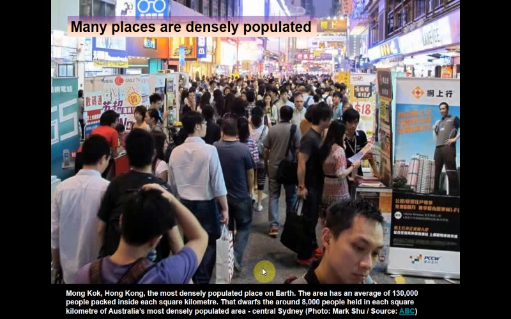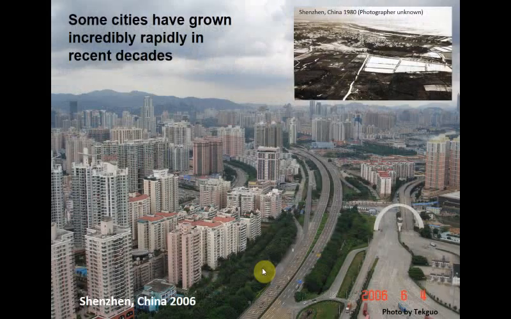And many people live in really densely populated places. So this is Hong Kong, the most densely populated place on earth. Average of 130,000 people packed into each square kilometre. So UQ is about 1 kilometre across. So just on a normal day at UQ, you'd have 20,000 people here. Imagine multiplying that by 5 or 6 times, you'd have people packed in on top of each other. And some cities have grown incredibly quickly in recent decades.